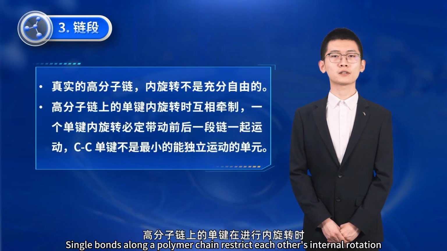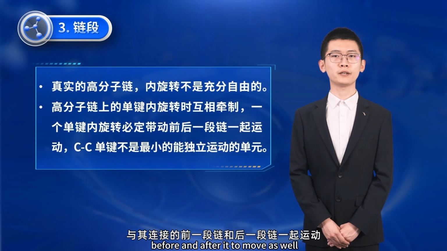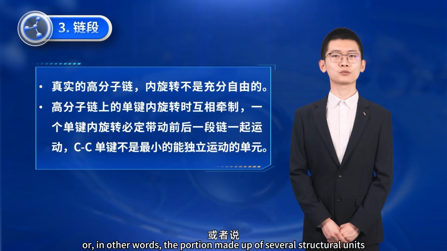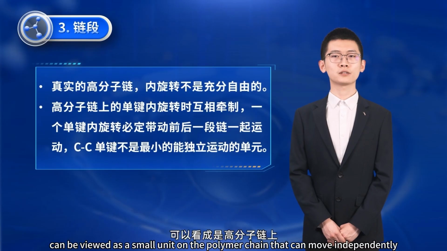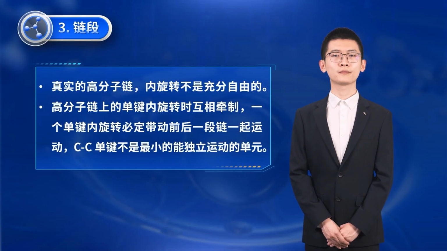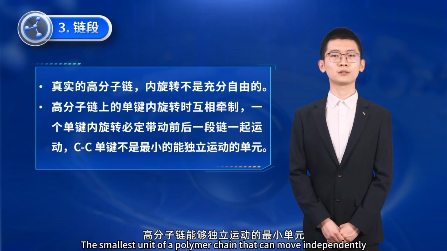Actually, single bonds along a polymer chain restrict each other's internal rotation. When a single bond rotates internally, it inevitably causes the connected chain segments before and after it to move as well. A chain that is implicated, or, in other words, the portion made up of several structural units, can be viewed as a small unit on the polymer chain that can move independently. This small unit is called a chain segment. This leads to the definition of a chain segment: the smallest unit of a polymer chain that can move independently.